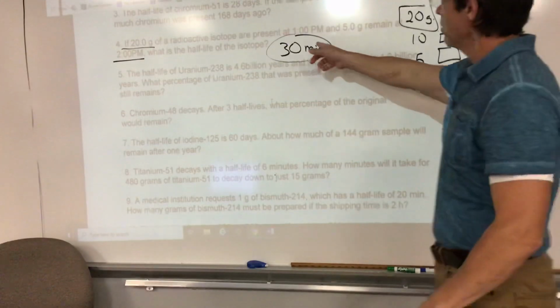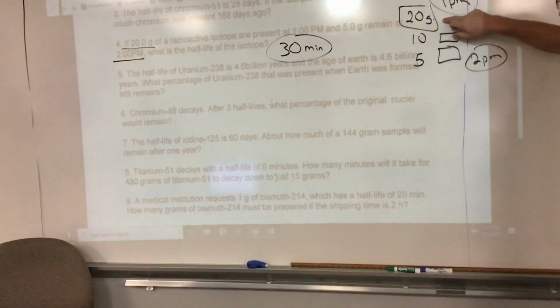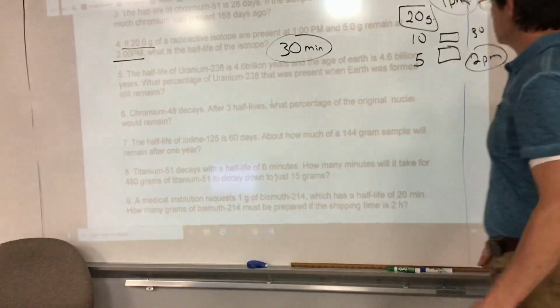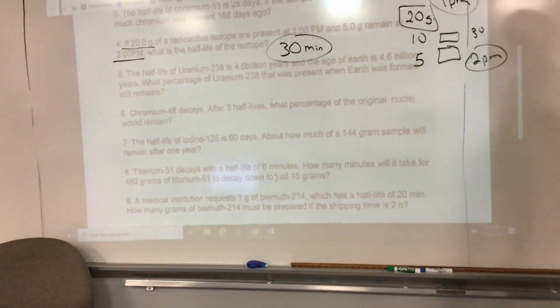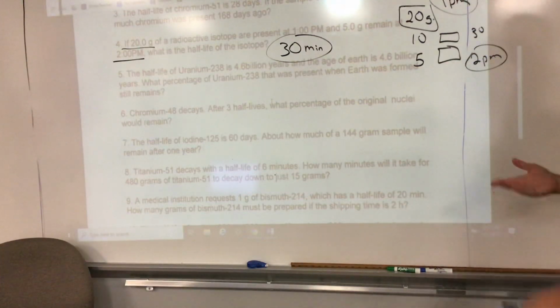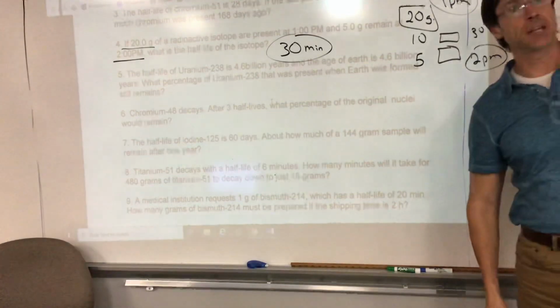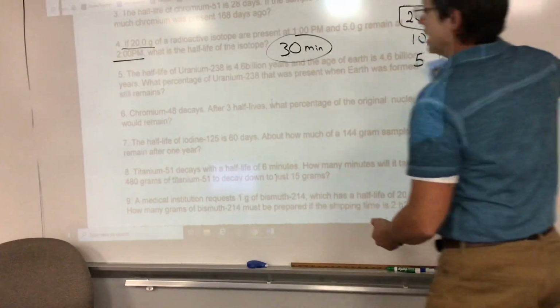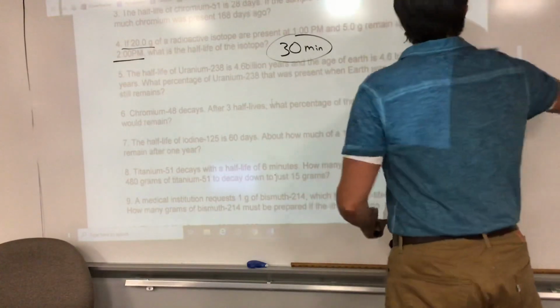So the answer there was 30 minutes because I had 20 grams, and an hour later I was at 5 grams. I had 1 hour total, and it halved, and getting to that took 2 halvings, so I could just divide 2 into 60 minutes, which gives 30 minutes. Okay, there you go. So that is number 4.